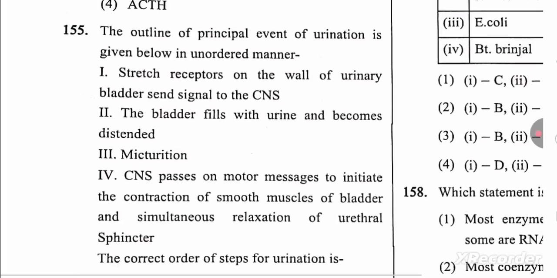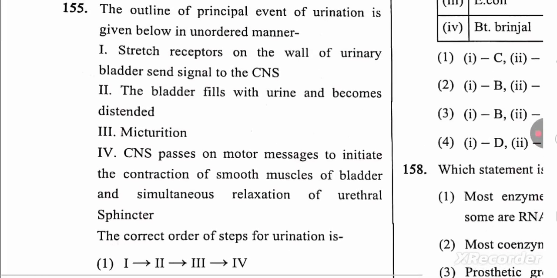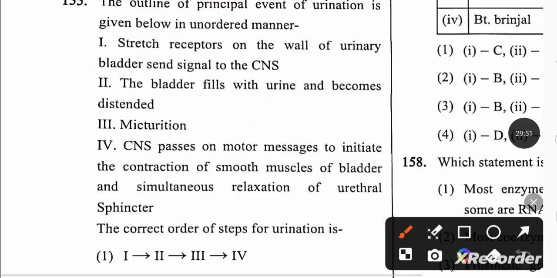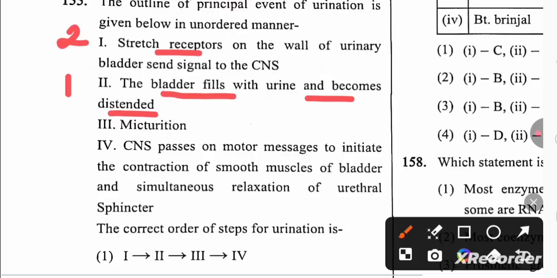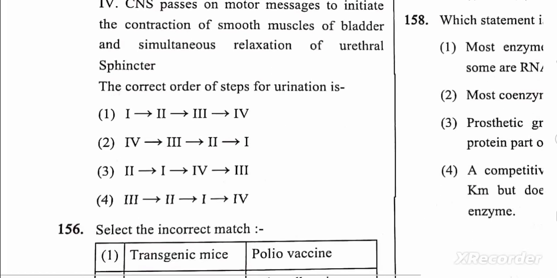Outline the principal events of urination given below in unordered manner. We need to find the correct steps of urination. First, the bladder fills with urine and becomes distended. Then a stretch receptor on the wall of the urinary bladder provides a signal to the central nervous system. Then the central nervous system passes on a motor message to initiate the contraction of smooth muscles of the bladder and simultaneous relaxation of the urethral sphincter. Then ultimately urination will occur. So accordingly the right pathway of urination is option 3. Let us move to the next one.